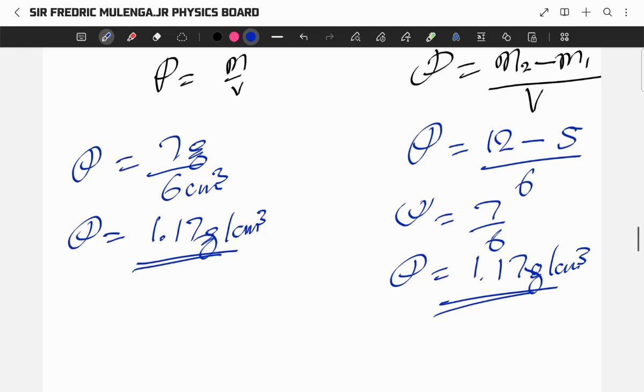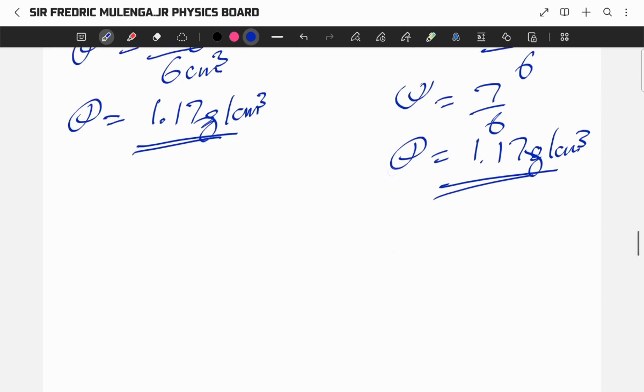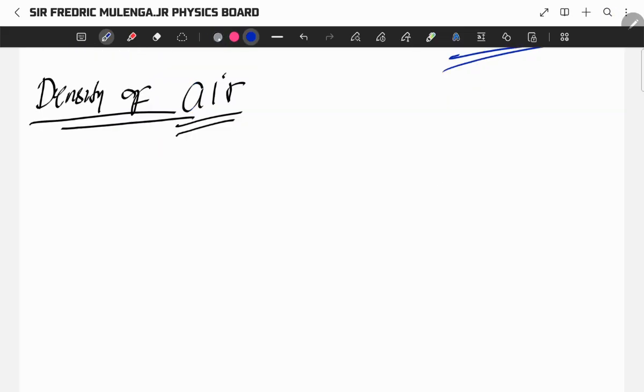Okay, so it's not always water. We can put kerosene there, we can bring petrol, whatever, but the important thing is to know the concept. Then this prompts us to go to the density of air. Okay, so the density of air is not different. There's no difference with how we find the mass of liquids. So first of all, we'll find the mass of air.